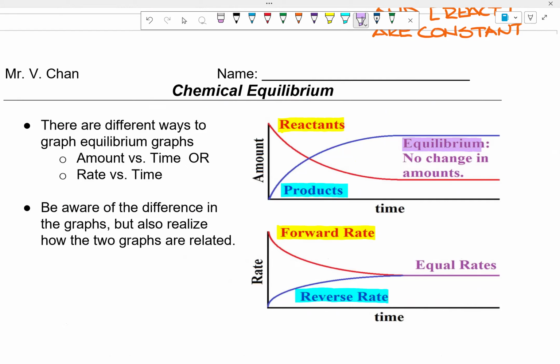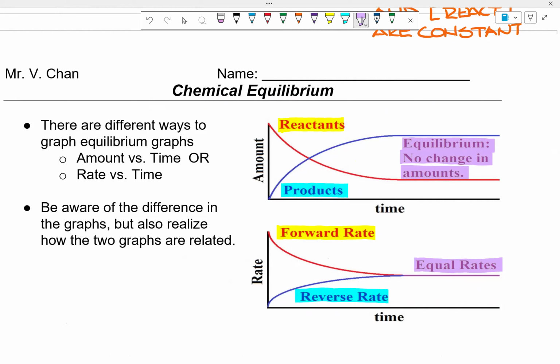You have the equilibrium. There's no change in the amounts. So why are the rates equal? So are you able to reconcile these two particular graphs, the amount versus time or rate versus time? And are you able to understand why the graphs are similar, but also the differences in the graphs? Okay, so do you understand why the reactants go down? What's happening to the forward rate?